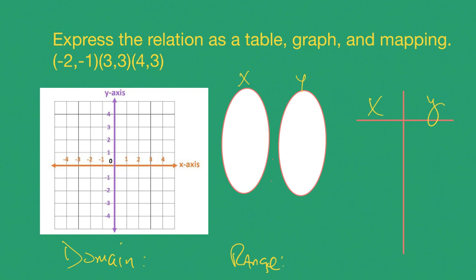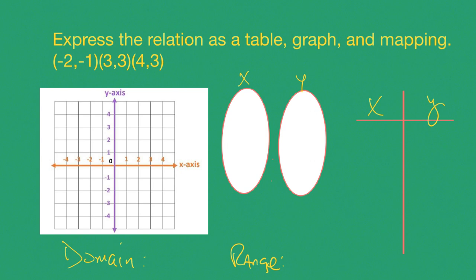So here we go. The relation. You've got the relation there. You've got the relation as (-2, -1), (3, 3), and (4, 3). That is the relation. We are going to represent that relation using three different things here, okay? The first one is going to be as a graph, okay? Negative 2, negative 1. So we're going to go here to the graph, to the coordinate plane. I'm going to start at the origin.